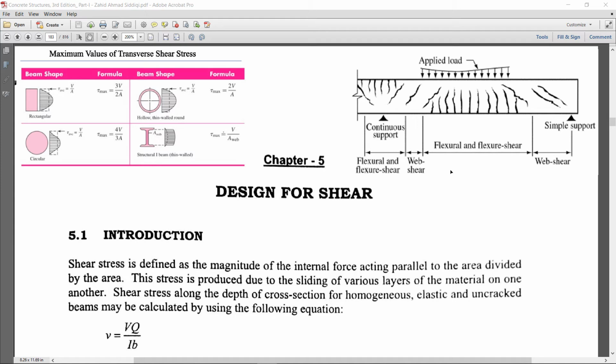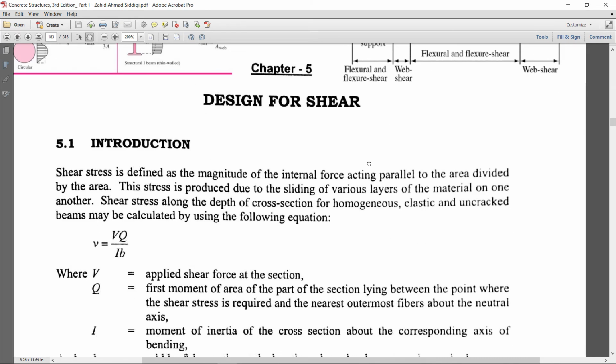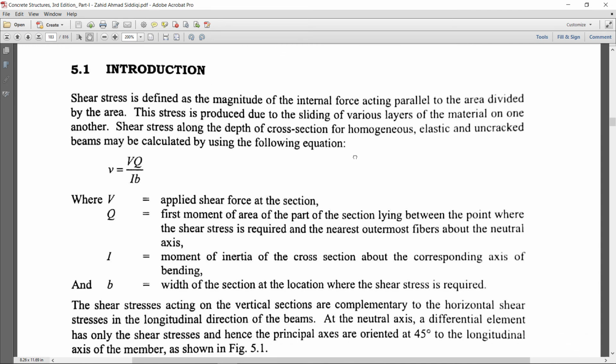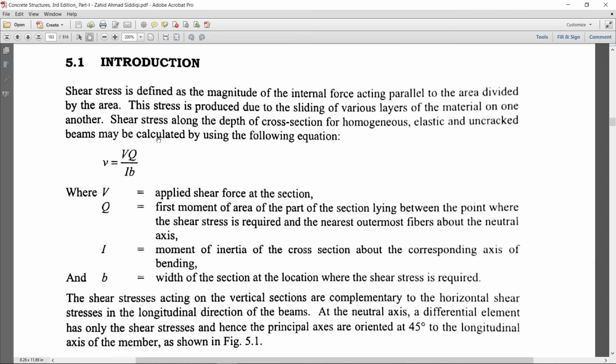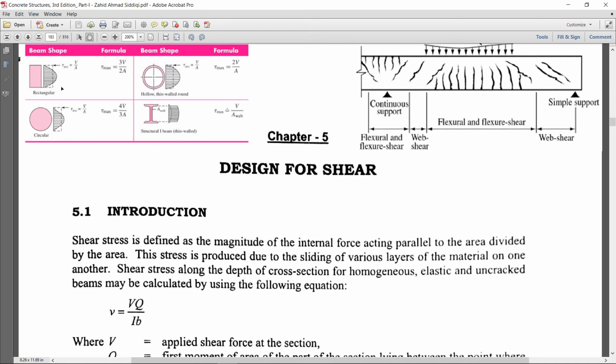In the previous classes in structural mechanics or applied mechanics, you have seen what shear force is. Shear force is the force which tries to slide the section. The shear force acts parallel to the cross section, on the area of the cross section. So now I will move further. Here is the formula for the shear stress calculation, and here I have shown the shear stress.